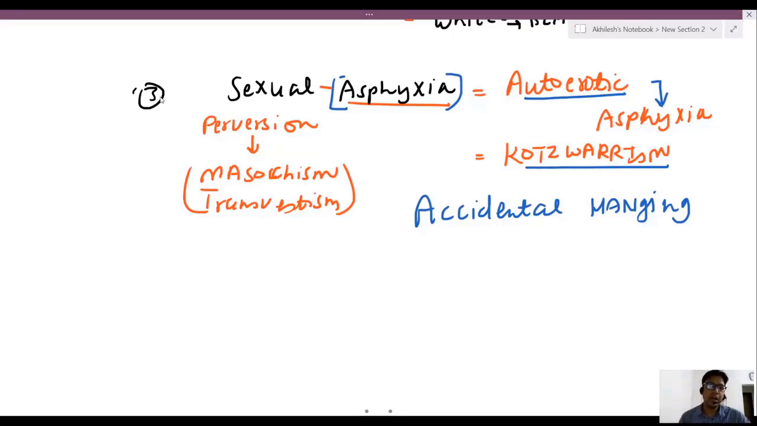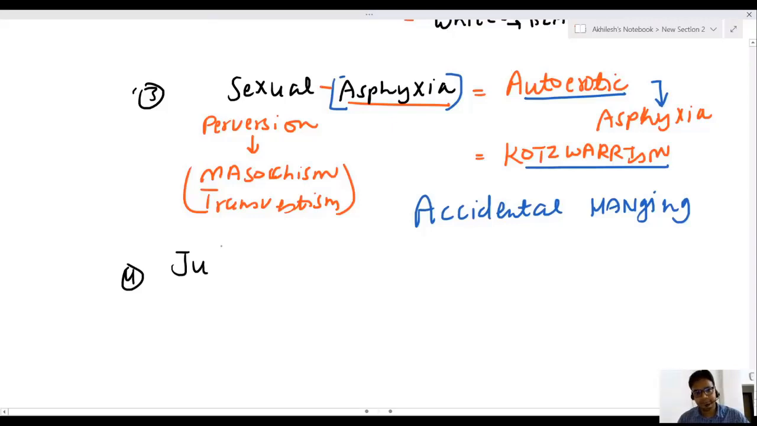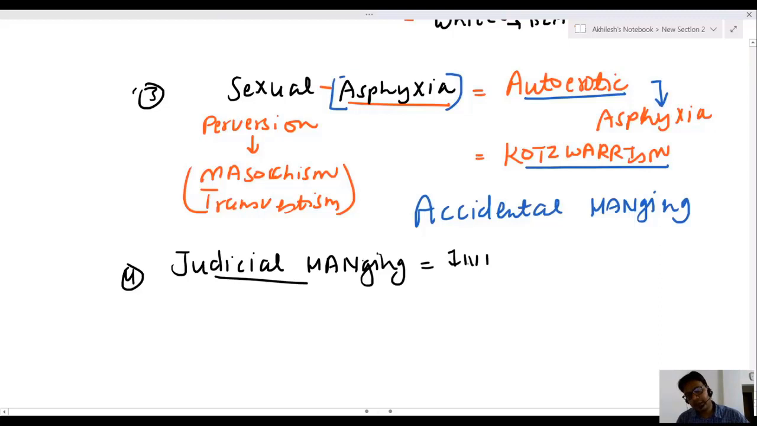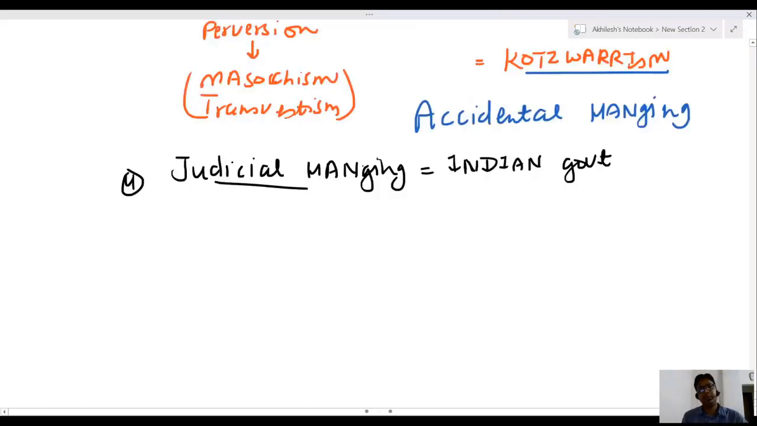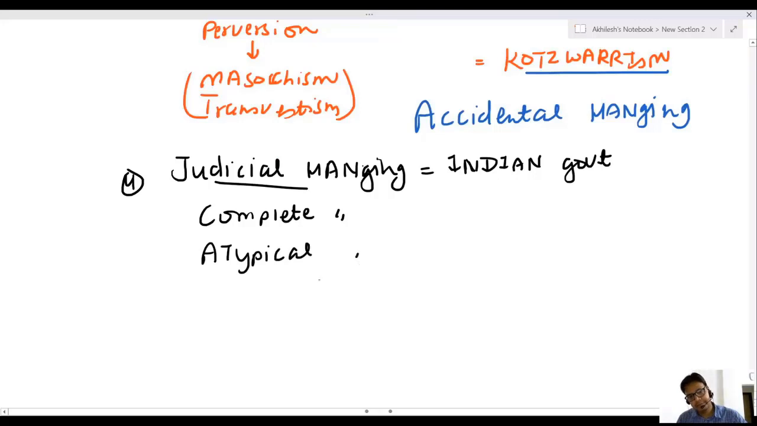Now I am coming to, sir, the last but not the least, judicial hanging. Sir, the Indian government used this method for killing criminals, for execution. Recently, we have seen the four accused of the Nirbhaya case die by this method, judicial hanging. Sir, this hanging is, first of all, complete hanging. Second, this hanging is atypical hanging. And here we have a sudden drop.